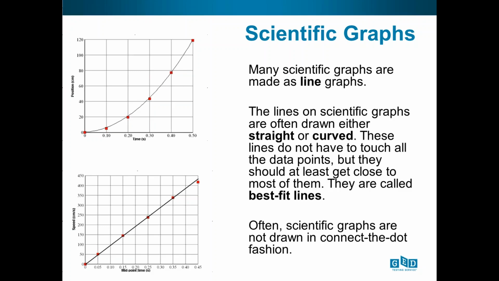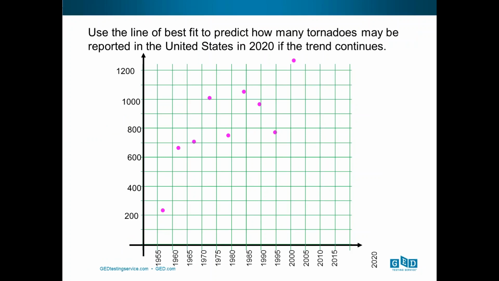But one of the things I do know they have to do sometimes is predict based upon graphs. Am I correct? Oh, that's true. That's absolutely true. So you could make some predictions here when you take a look at this particular type of information where we want to have a line of best fit, and from there we want to be able to predict how many tornadoes may be reported in the United States in 2020 if that trend continues.